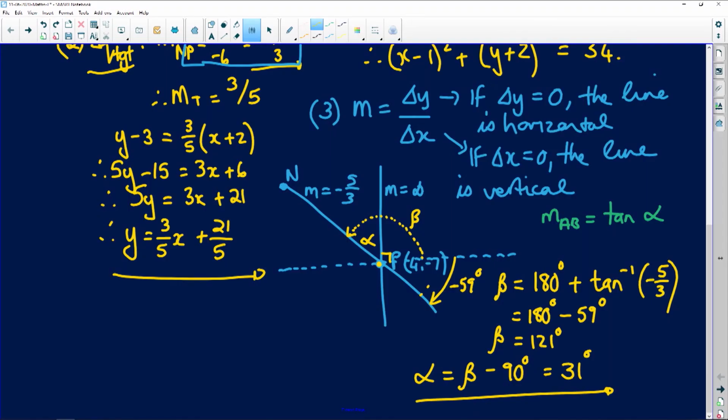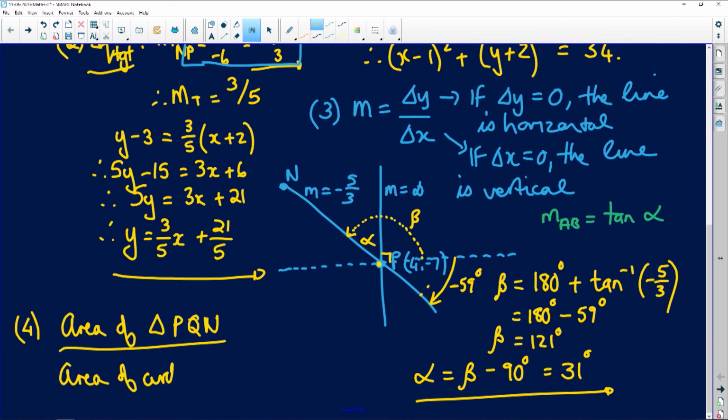Now, the last part of your question, I enjoyed very, very much. I'm going to write it down and then we're going to go back to the diagram. So this is part 4. They're asking us for the ratio of the area of triangle PQN over the area of the circle. I called it C because remember we always name circles by their centers. So I want the area of circle C and I want the area of that triangle. Let's go to the diagram.